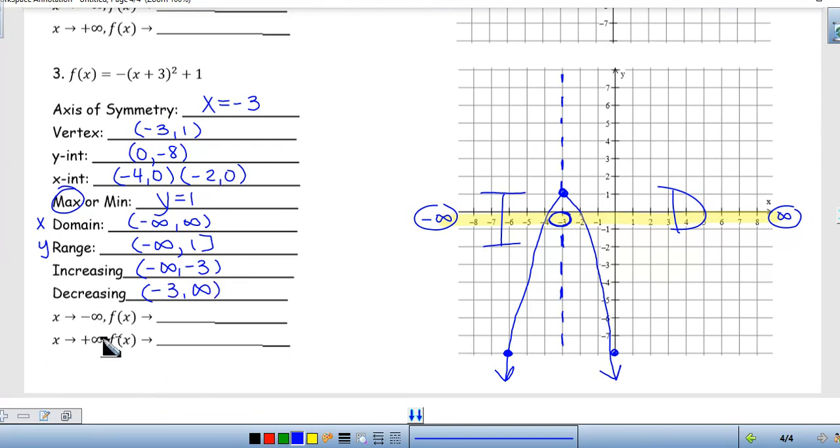Here's my final. Where are the ends of this graph going? Both of them are going down, so both of them are approaching -infinity.